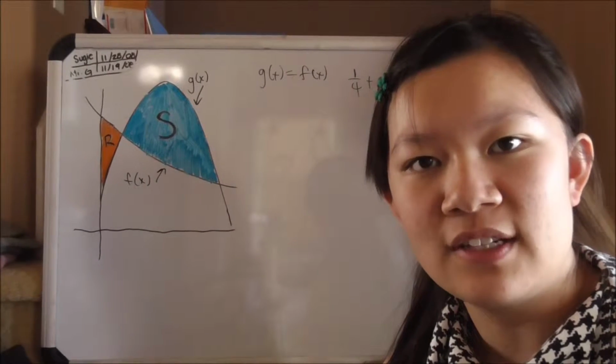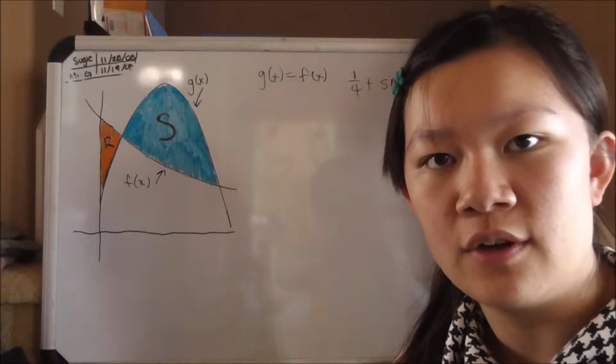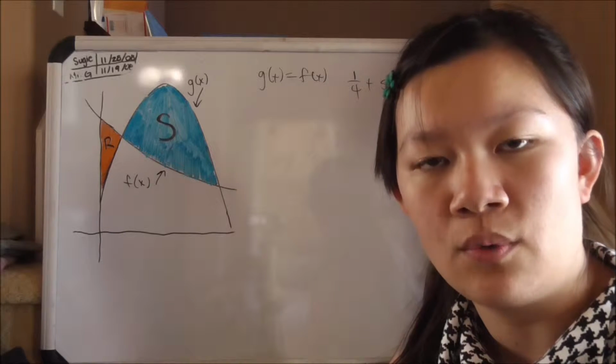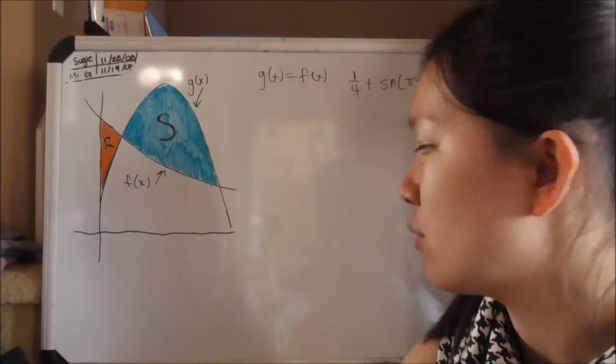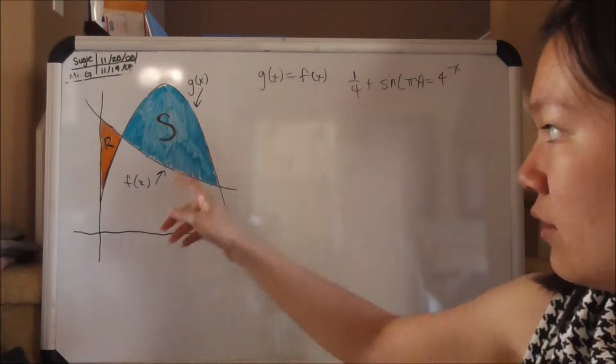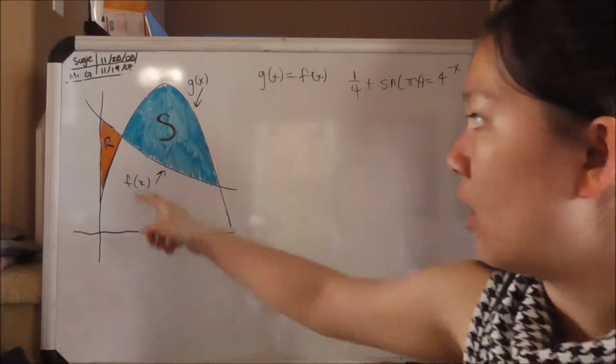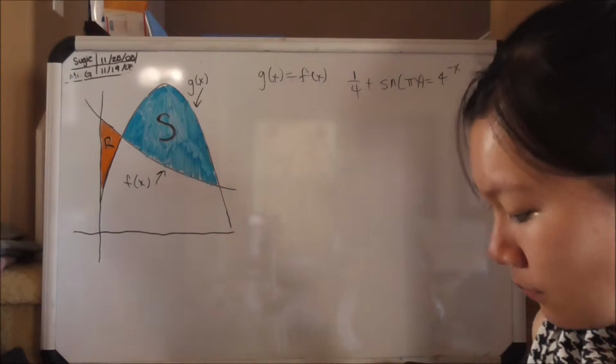Hello everyone, my name is Stephanie Seck, and I will be walking you through how to solve the 2005 free response question number 1. The 2005 free response question involves solving for the area between these two lines, as shown by region R in orange and region S in blue.